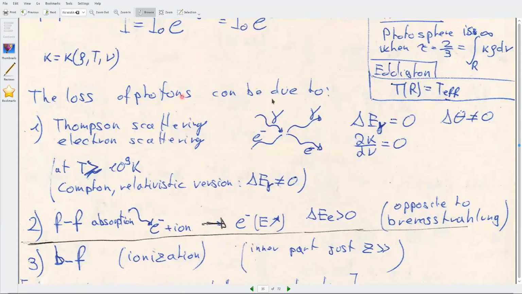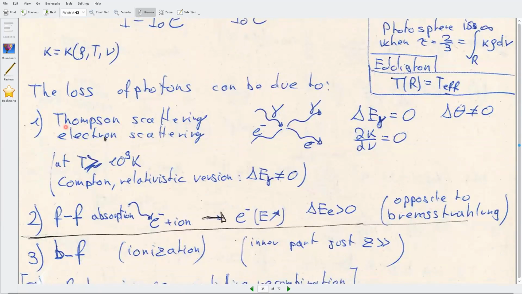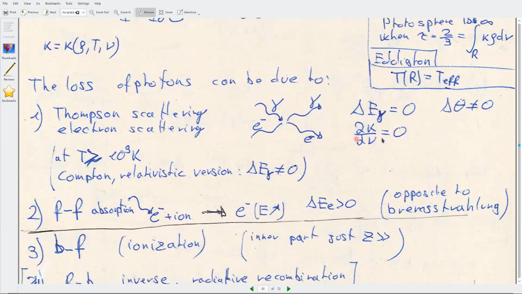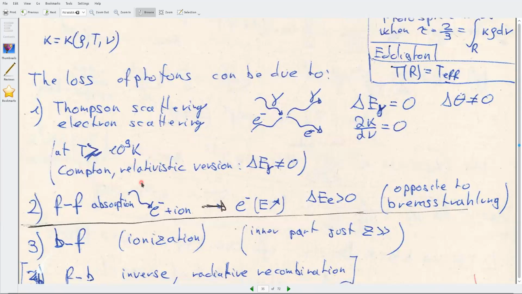The interaction with the matter can be Thomson or electron scattering. A photon interacts with an electron, they are scattered away. There is no change in the energy of the photon, just in its direction. And the opacity doesn't depend on the frequency. This is just perfectly constant. At higher temperature, electron scattering becomes the relativistic version, that is the Compton scattering, and there the energy is changing.